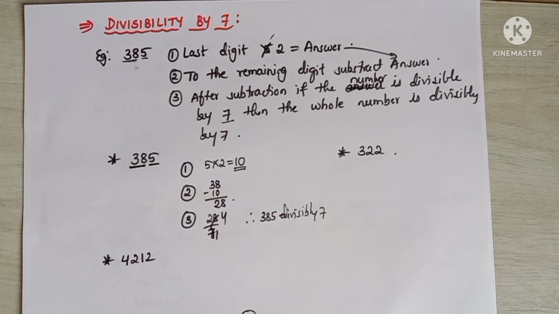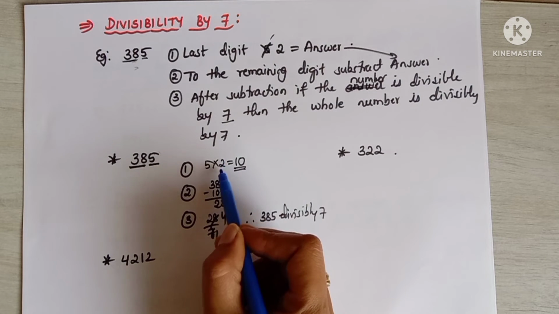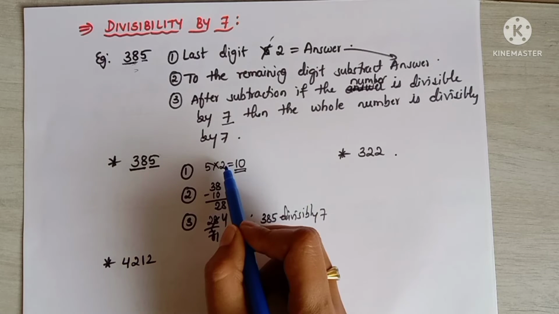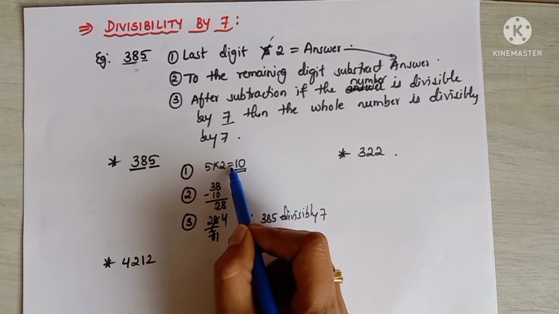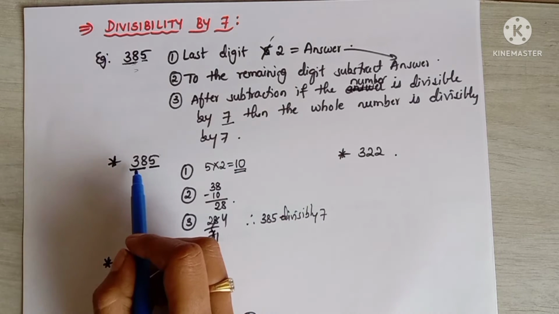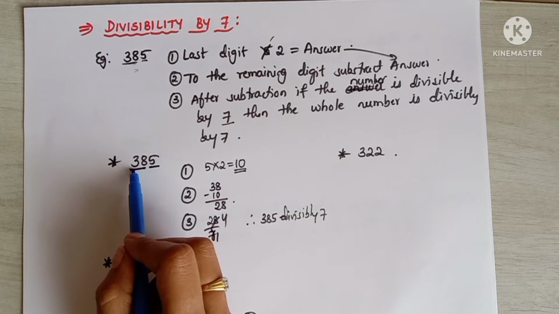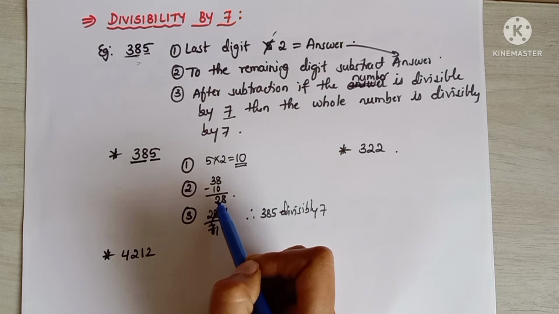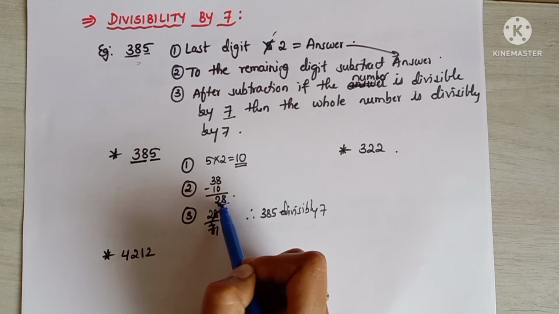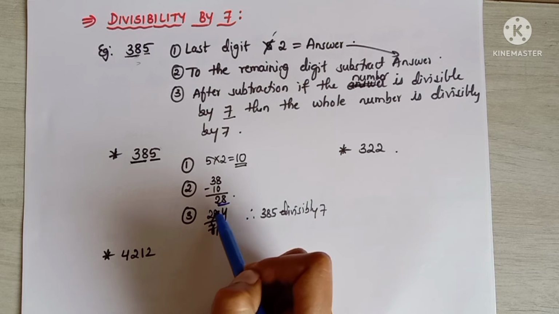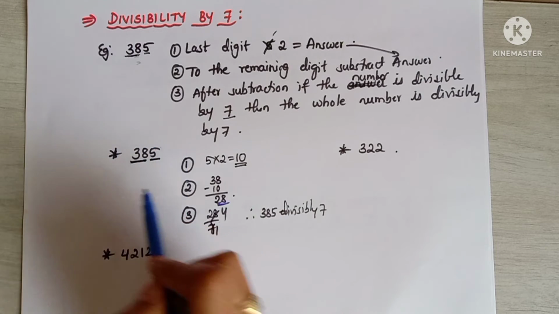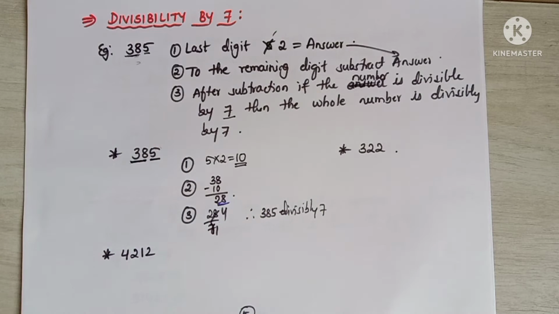So what have we done first? We multiply 2 by the last digit of the number. After multiplying, this answer should be subtracted from the remaining digits, leaving the last digit. After subtraction, we have to see whether the answer is divisible by 7 or not. If it is divisible by 7, then the whole number will be divisible by 7 also.